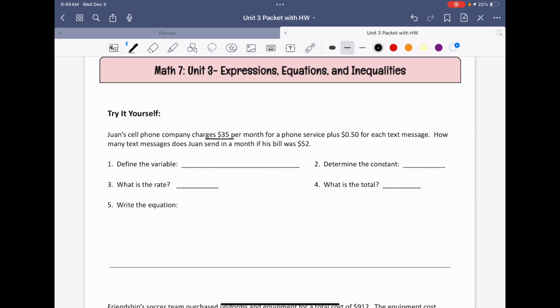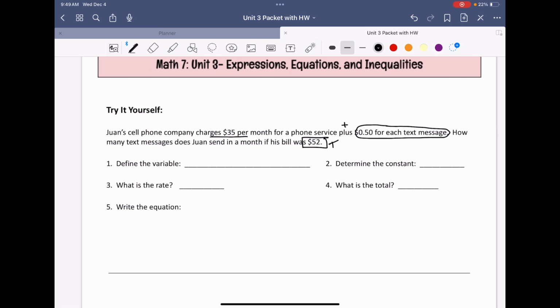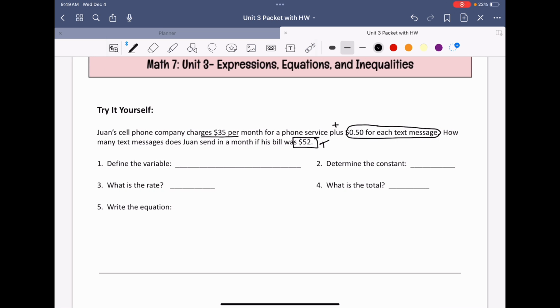Okay, so they charge this $35 a month plus 50 cents for each text message. And I'm going to circle that whole thing. And then his total bill was $52. So that's T, my total. I'm going to use a capital T. All right, so define the variable. Well, it says how many text messages in a month. So let's say let M equal messages per month.